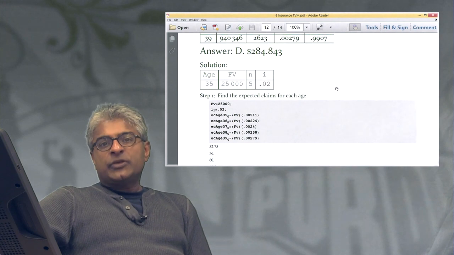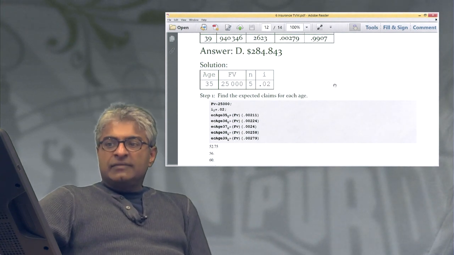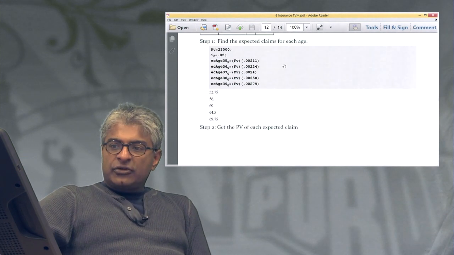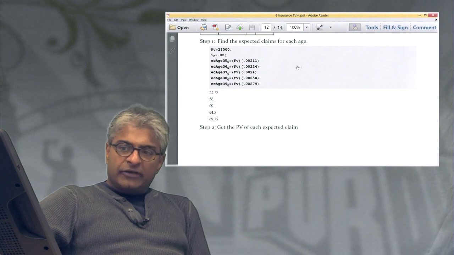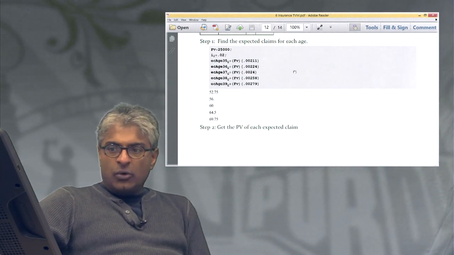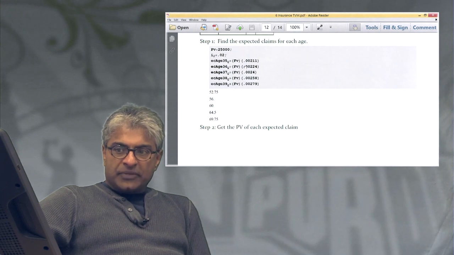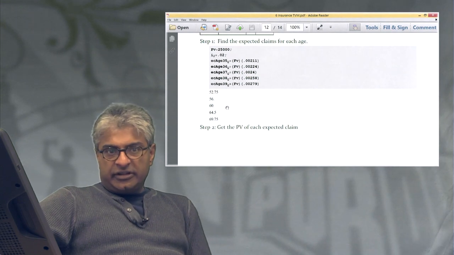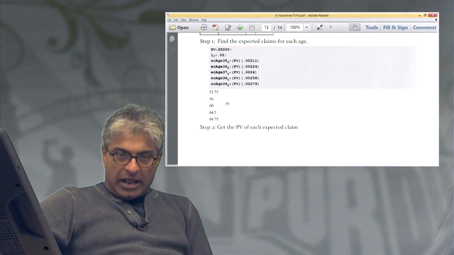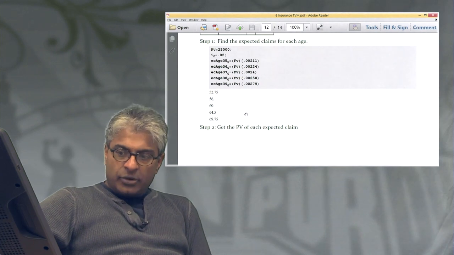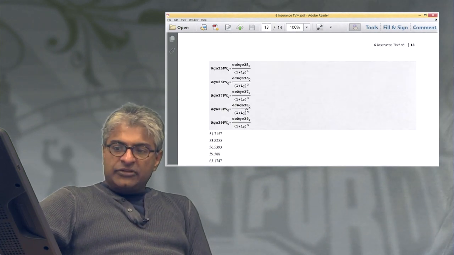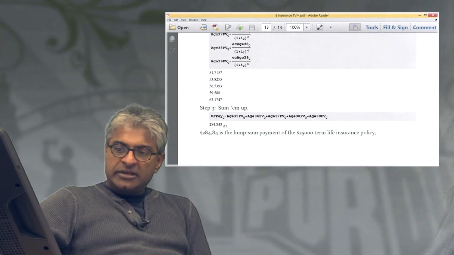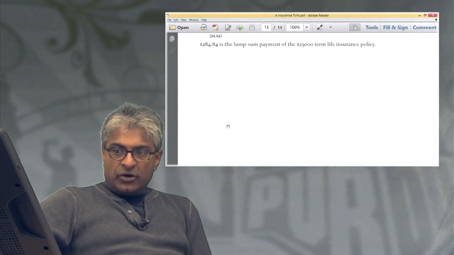So the question would be, what would be the equivalent annual annuity payments whose present value at 35 would be $284.84. For doing that, again, following the same expected payoff calculation that you've seen before, you just simply calculate the expected claims at each of years 36, 37, 38, 39, and 40. You get the present value of the claims, and then that gives you that $284 when you sum it up at the starting point, $284.84 that we've already talked about.